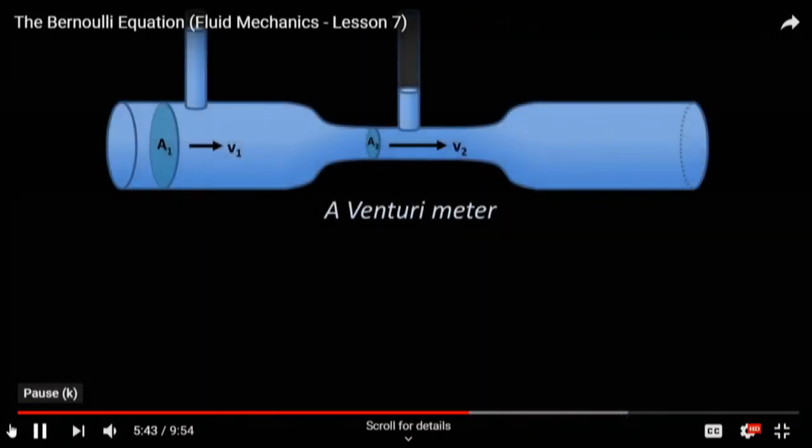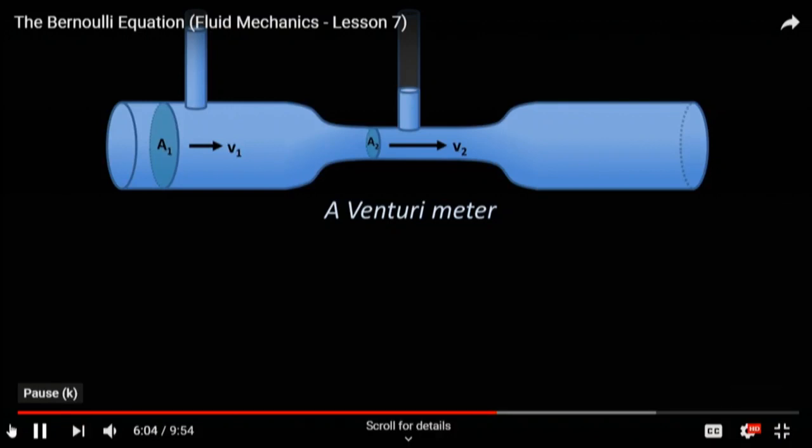Here's a schematic of an interesting contraption called a Venturi meter. It consists of a horizontal tube of 2 different widths, where a vertical tube is attached to both the wide section and narrow section. A fluid moves along its length. You've probably already noticed something interesting. The height of the vertical columns of fluid are not equal.